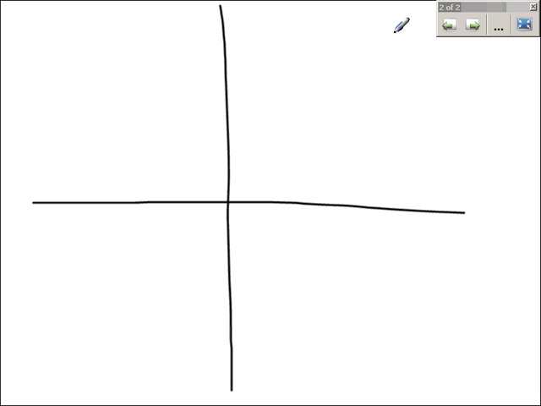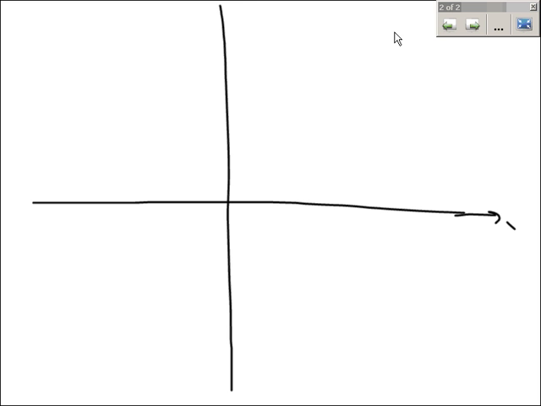Now, let's talk about how we're going to graph this after we get some information. First of all, near vertical asymptotes, the y values are at the extremes. Either they're getting close to positive infinity or negative infinity.